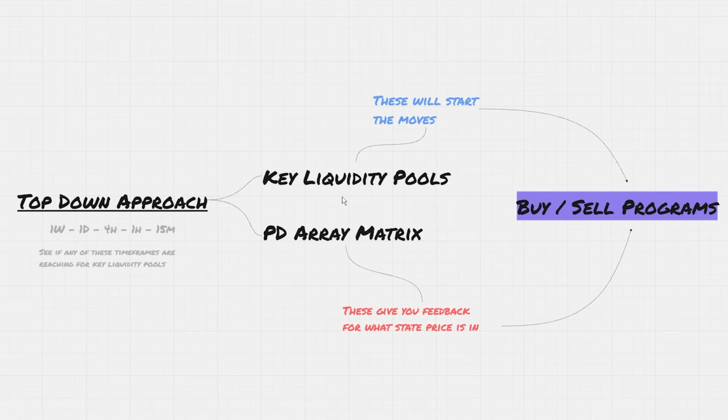We need to feel it out from a higher time frame down to a lower time frame. And once we can get an idea of which time frame is doing what, then it becomes extremely clear what the draw on liquidity is likely to be. So we want to look at key liquidity pools. These are going to start the moves, meaning that's where I'm going to start looking for PD arrays to get respected. And then in that order flow, we're looking for the PD arrays.